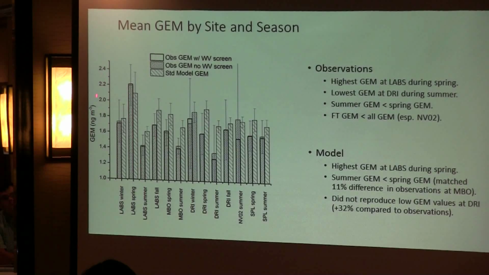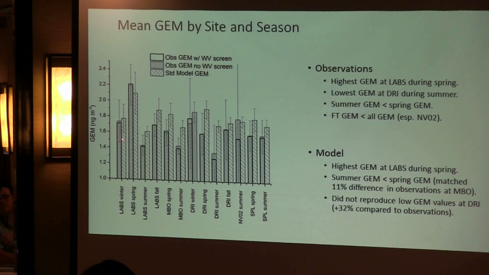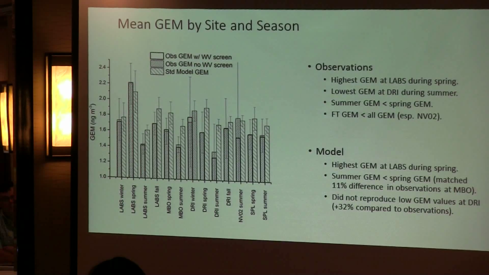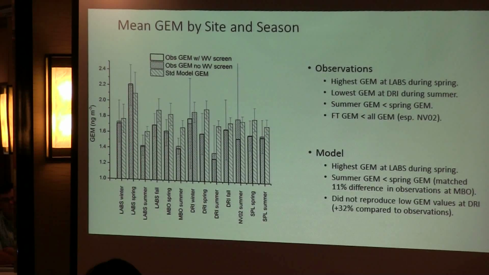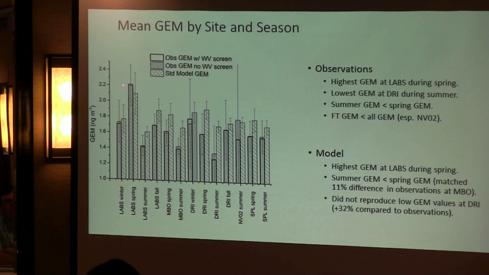So what I want to draw your attention to is the difference between all the data and the data that's filtered according to the water vapor. The hashed bar here is all the data, and the open bar is that which is filtered on the water vapor criteria. Some of the patterns that we see across all sites in the observations are that we have the highest gaseous elemental mercury data coming from the Lulin site during the spring. You can see this bar right there. It gets up to about 2.2 nanograms per cubic meter.